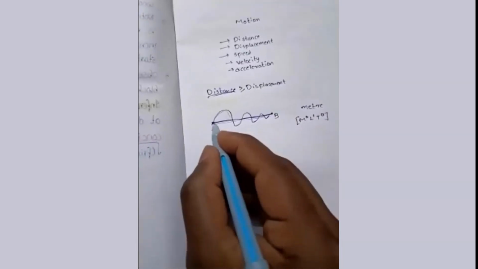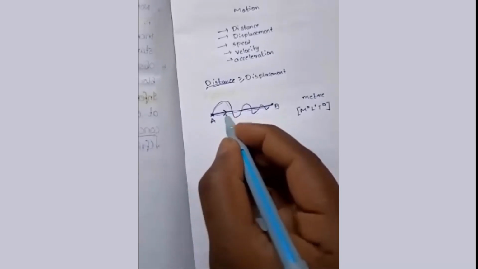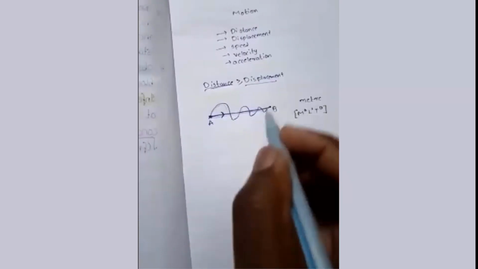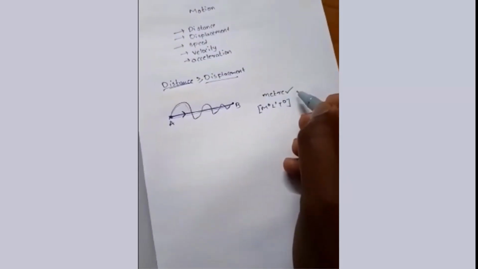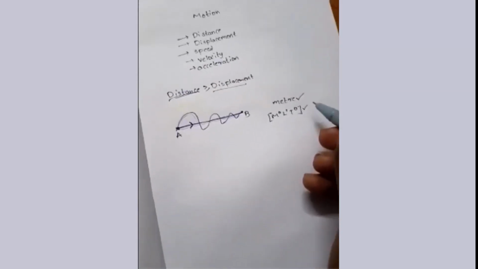It is a vector quantity. It depends on direction. From A to B, the displacement is in this direction. Displacement is a vector quantity. The unit is the same as distance, that is meter, and the dimensional formula is therefore the same: M power 0, L power 1, T power 0.